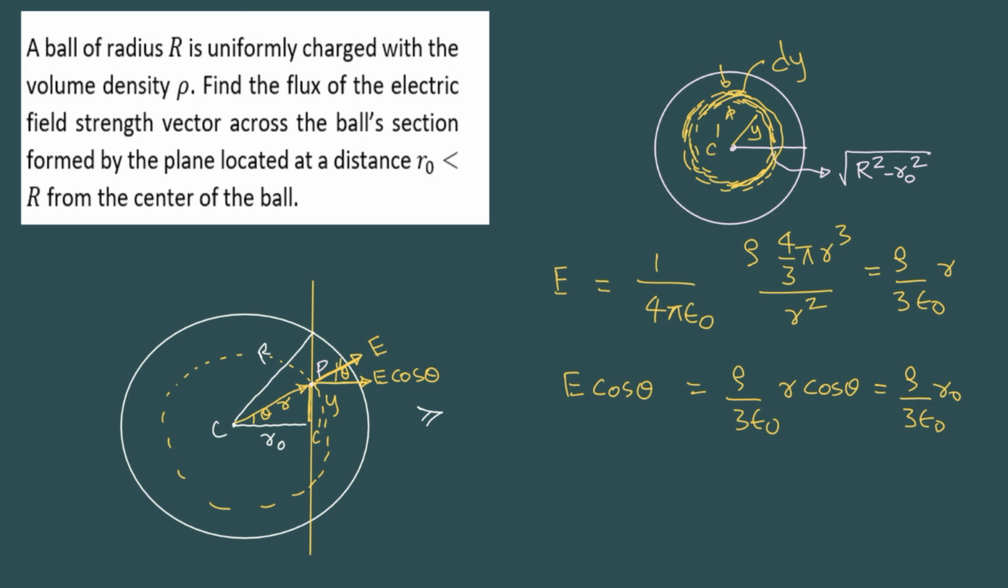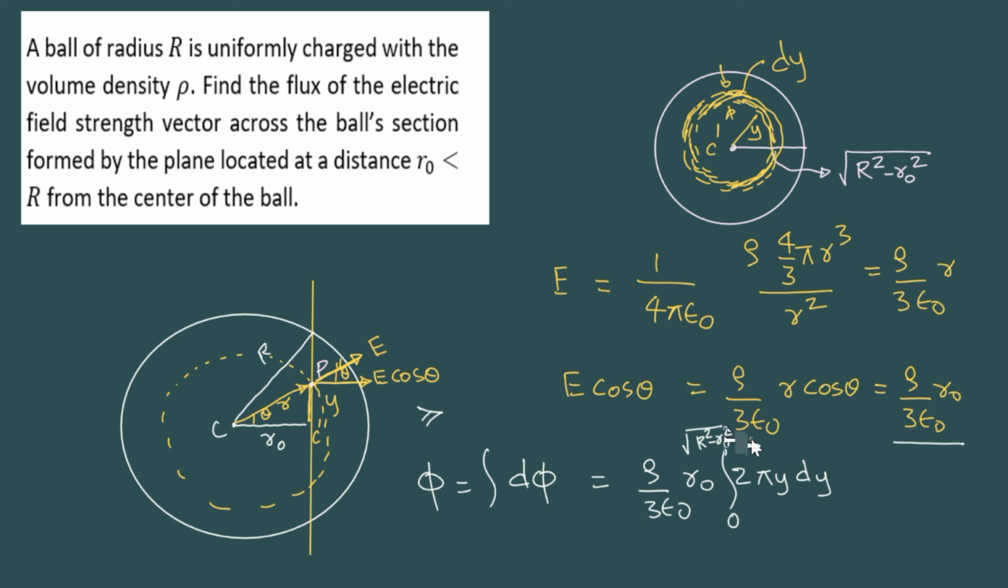So I will take this electric field and multiply by the area of that circular belt to get the flux. The flux through that sample area will be this electric field, rho by 3 epsilon naught r naught, multiplied by the area. The area of the circular belt is 2 pi y dy. In order to get the entire flux, I just have to integrate. Integrate from 0 to the radius, which is square root of r square minus r naught square. I think the integral is easy here.